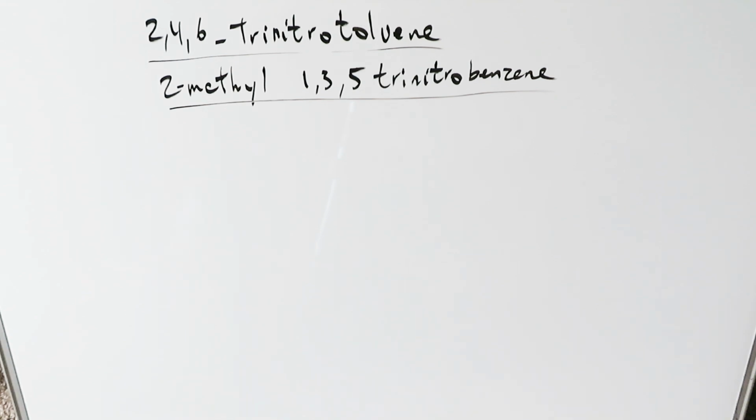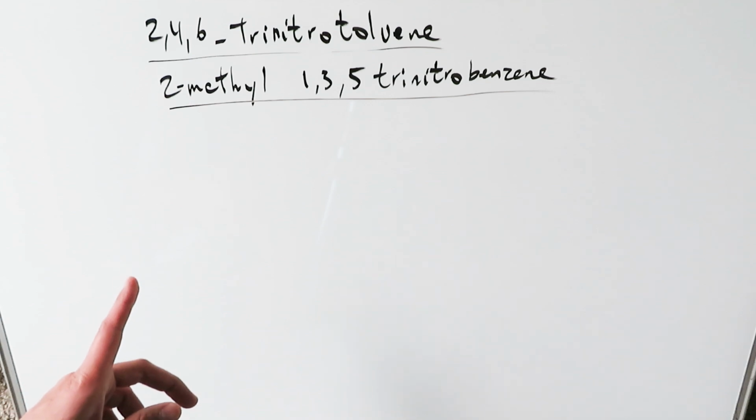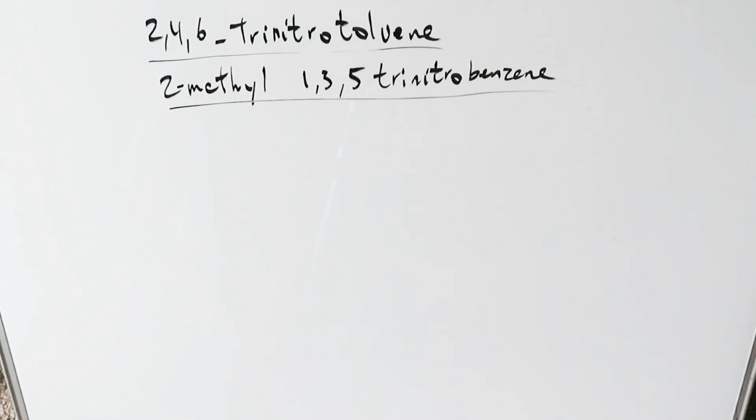What are we looking at here today? 2,4,6-trinitrotoluene, or 2-methyl-1,3,5-trinitrobenzene, based on how you number this compound. Either way, we are looking at TNT. Look right here at the very first designation.